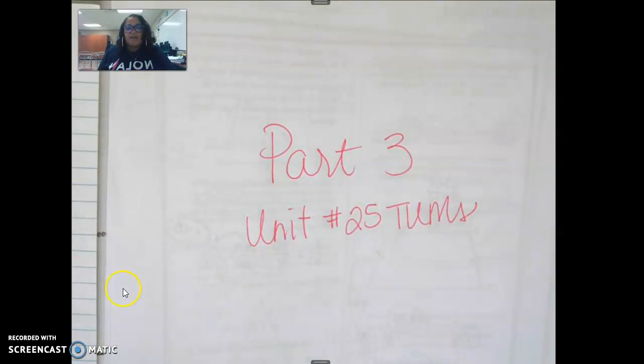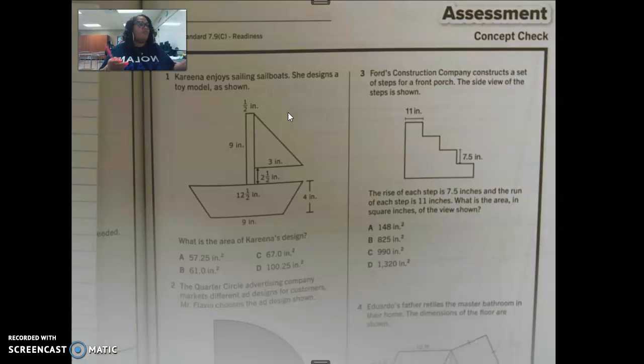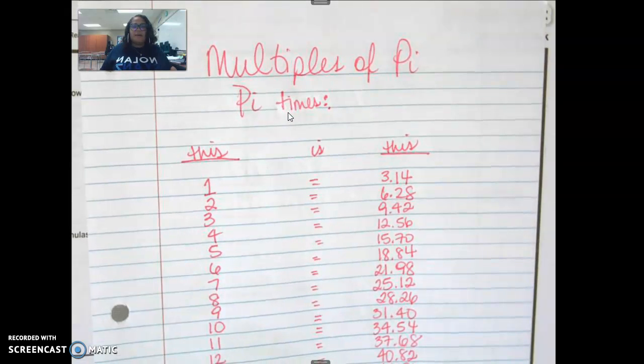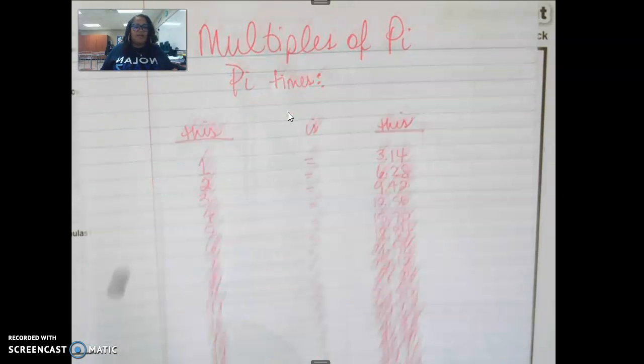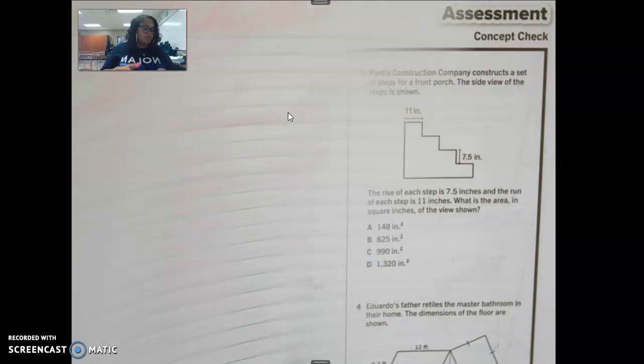This is part 3 of Unit 25 TUMs, and we're going to finish up this so you can complete your homework. It's going to be due on Friday, March 5th by 11:59. Don't forget to have your multiples of pi handy. These are very important for solving problems with semicircles, quarter circles, and circles.